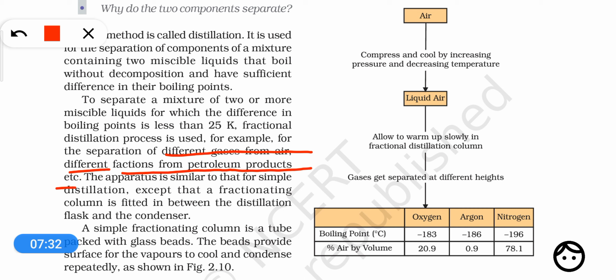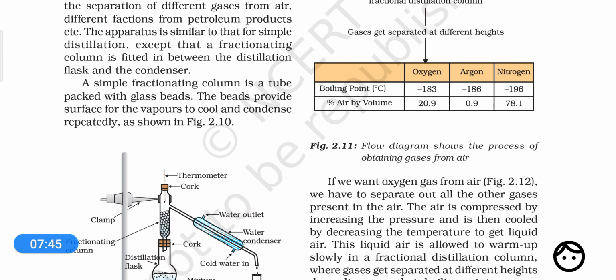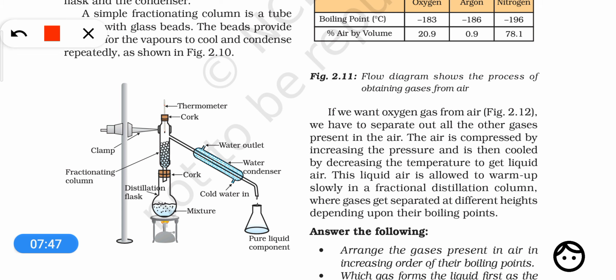In the same way, different gases like nitrogen, oxygen, carbon dioxide, these are also separated by the process of fractional distillation. All right, so what we actually do in fractional distillation, we use almost the same apparatus. Only one difference is that in fractional distillation we use an additional column, that is called the fractionating column. Here you can see this is the fractionating column, and you can see that the fractionating column is filled with small glass balls. They're called glass beads, right?